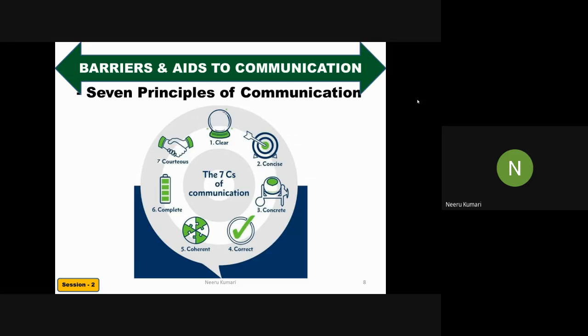If you really want to become good and if you really want to become efficient and effective, the message that you are sharing, the information, the instruction, the order that you are passing, the request that you are presenting, everything should be clear. When I say clear, use right words, use right sentence structure, use right expression.